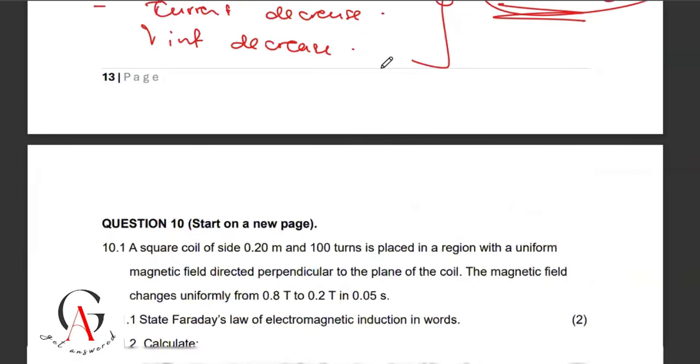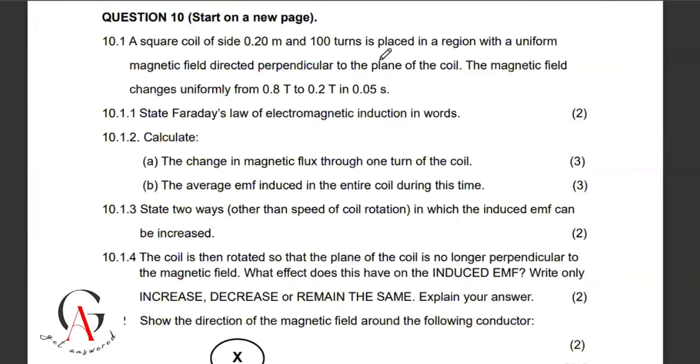Okay, then question number 10, which is the last one. They're telling us that a square coil with sides 0,2 meters and 100 turns is placed in a region with a uniform magnetic field directed perpendicular to the plane. The magnetic field changes from this Tesla to this in a period of 0,05 seconds.